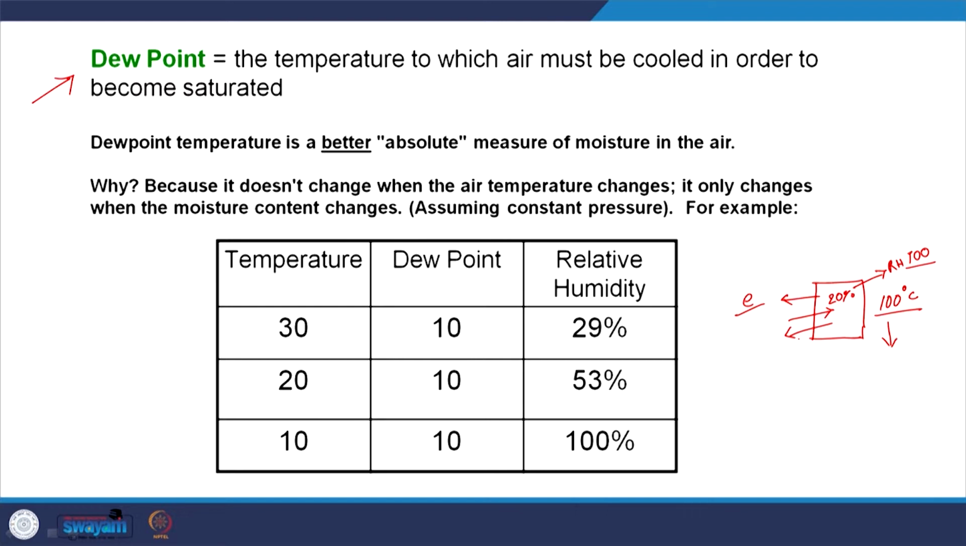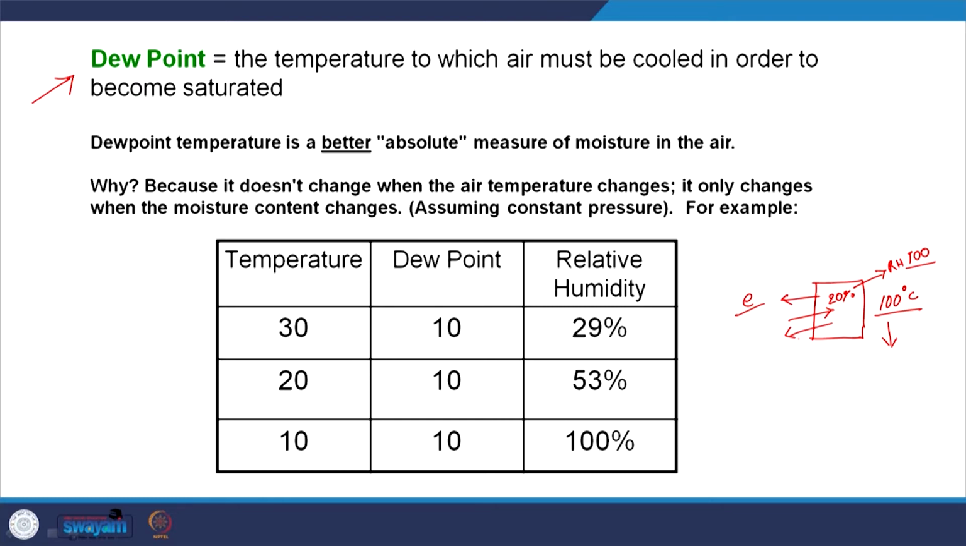So, dew point is generally considered a better, absolute measure of moisture in the air, because in dew point you are not changing the moisture content, rather you are just changing the temperature. It does not change when the air temperature changes, because the amount of moisture is not changing. With the same amount of moisture itself, you are changing the parameter so that it reaches equilibrium, or the humidity of 100%. So, it only changes when the moisture content changes, assuming constant pressure, of course.